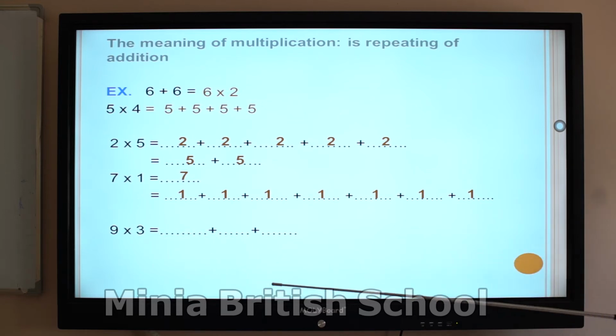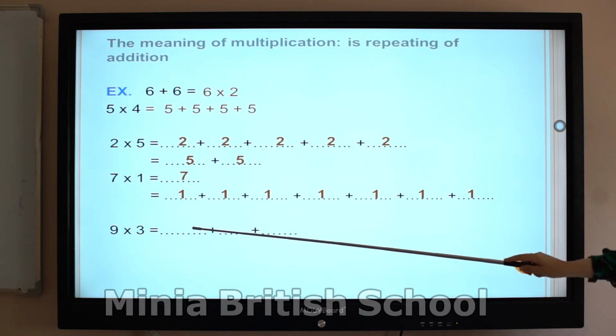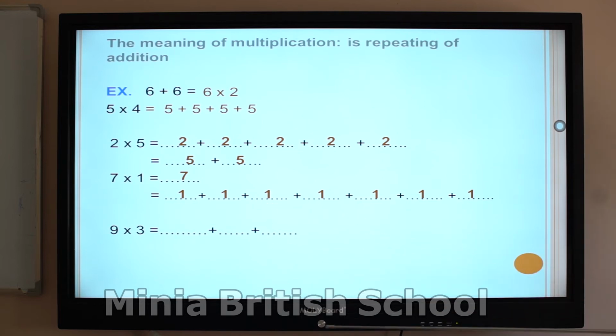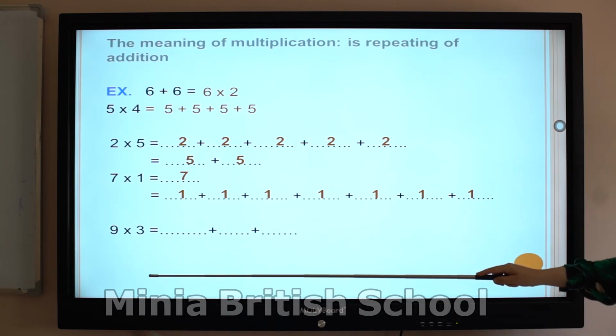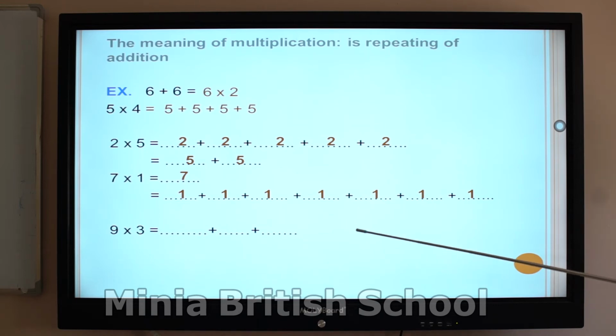9 times 3. How many spaces here? 1, 2, and 3 spaces. So I will cancel 3 and 9 will repeat 3 times.